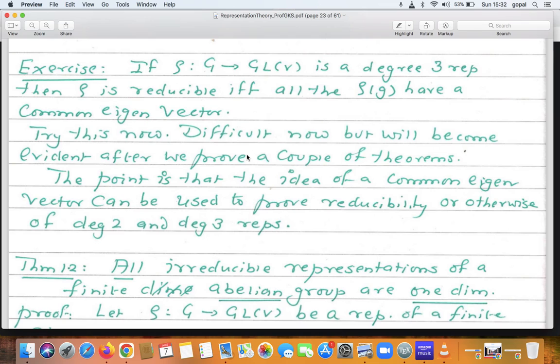This result is going to fail for degree 4 representations because a degree 4 representation can break up into two degree 2 representations. Come up with an example to show that for degree 4 representations it is not true that it is reducible if and only if all the matrices rho g have a common eigenvector. In one direction it's true, in the other direction it is false.